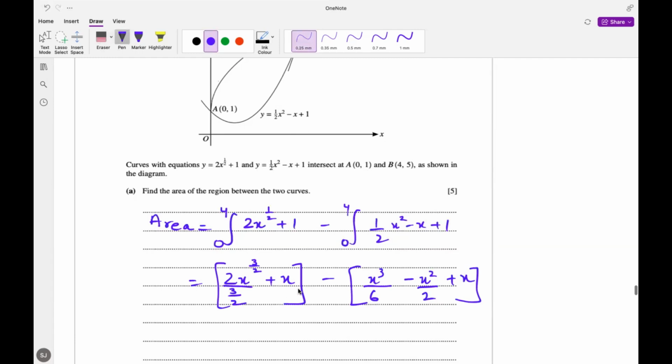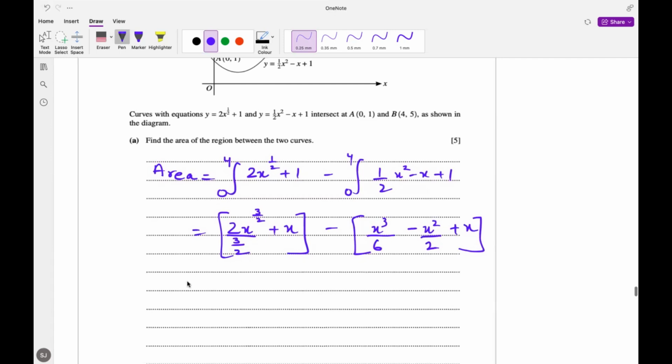Now substituting the limits 4 and 0 in both the cases. So substituting 4 up here, this will become 2 into 4 to the power 3 upon 2 divided by, so this 3 will remain the denominator and this 2 will multiply. So this will be 2 times 2 plus x, so x is 4. And if we substitute x equals 0 in both of the terms, they will become 0. So we leave it as it is.